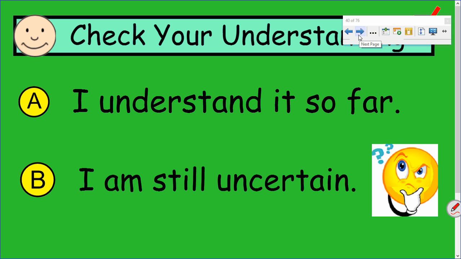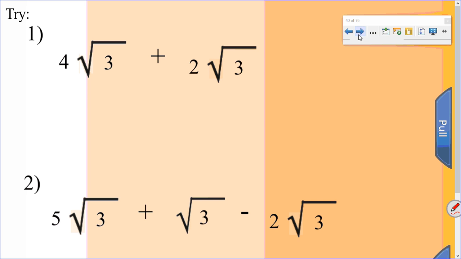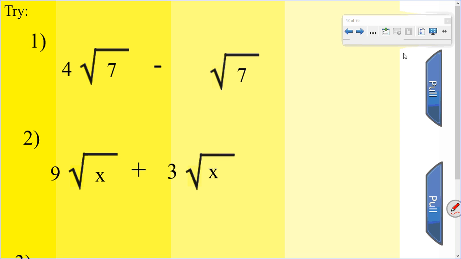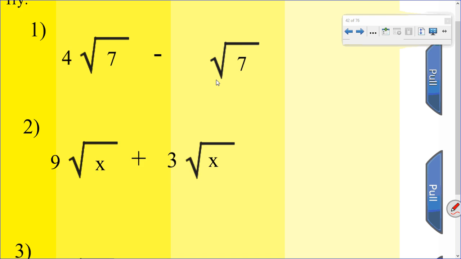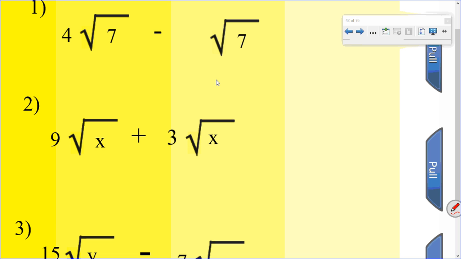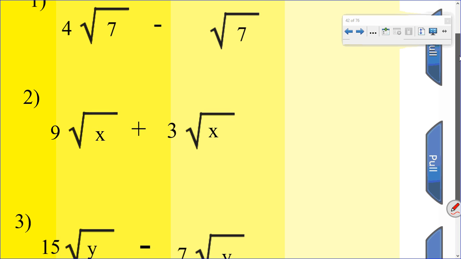So if you understand what's going on so far, great. If you're uncertain, rewatch the videotape, write down your questions, bring them in. Here's some other questions for you to try. See if you can get them correct. These look like the same questions, so you got lucky. Here's some different ones. And 4 radical 7 minus radical 7. Good cute trick, so be careful of that radical 7.